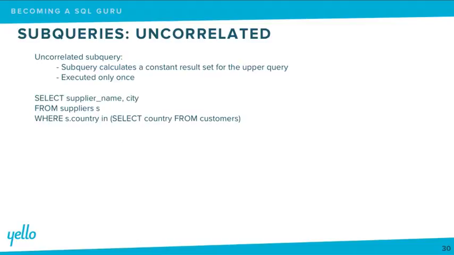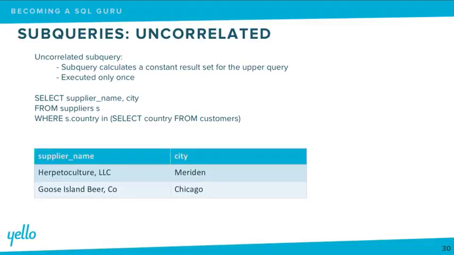Let's say I want my list of suppliers and city of my supplier for all of the suppliers where the country of the supplier matches a country where I have customers, right? So in this case, I did a subselect. I selected my country from my customers table, and I put that into my filter where clause. And my result will look something like this.